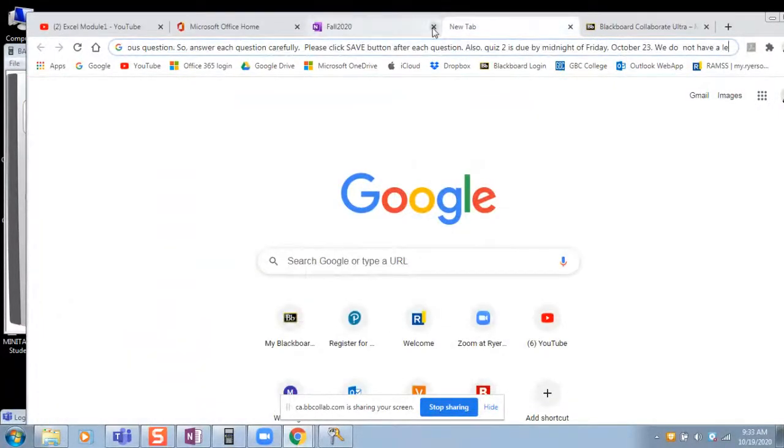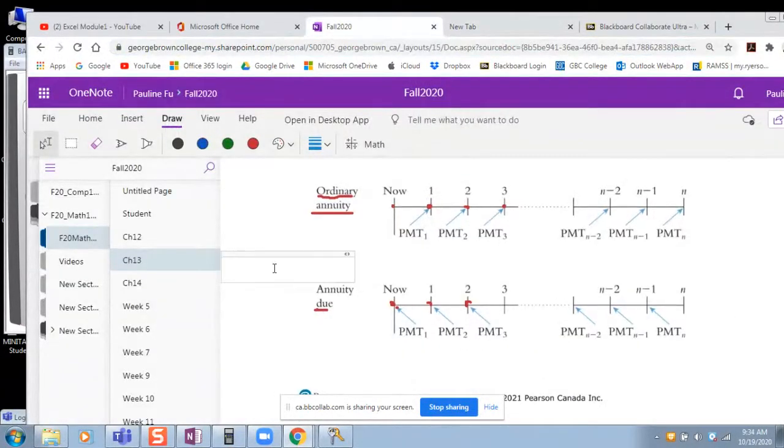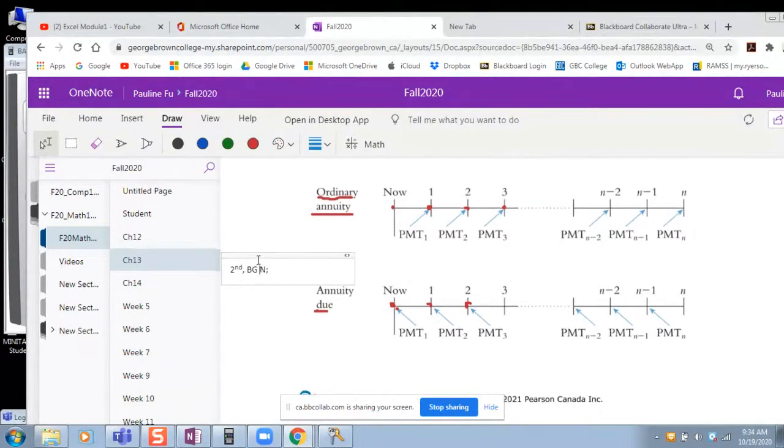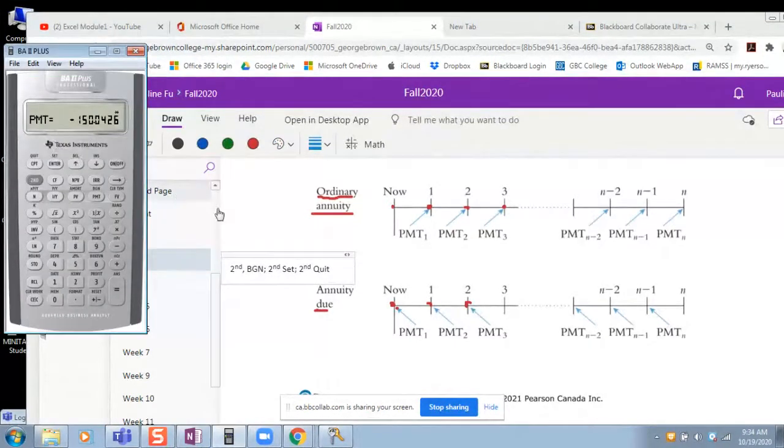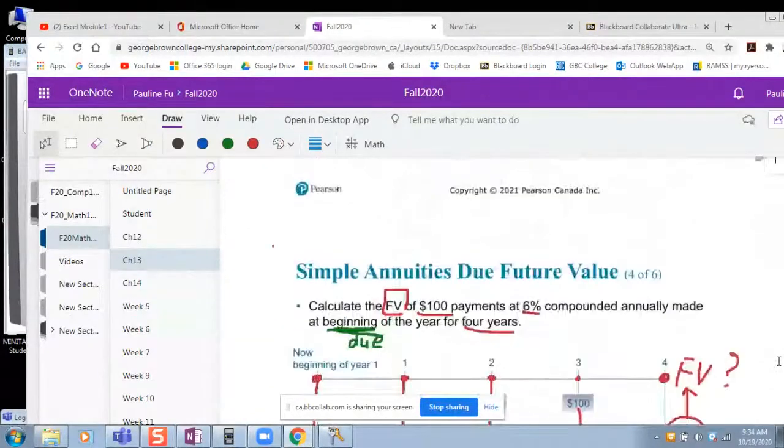Not easy to type. Maybe typing here. You go to second, again BGN, and again second SET, and lastly second QUIT. You follow this step. So now go to your calculator. I have to pull out the question.